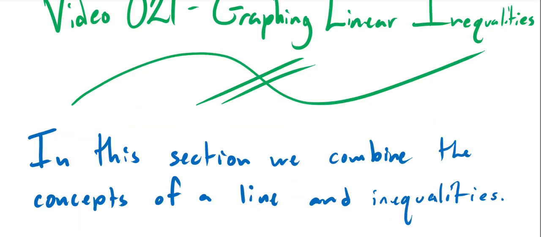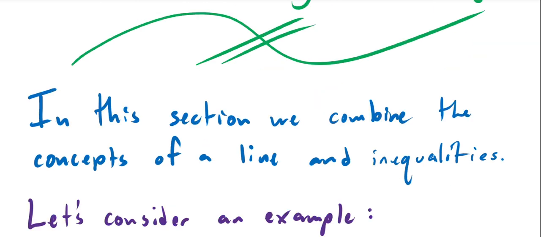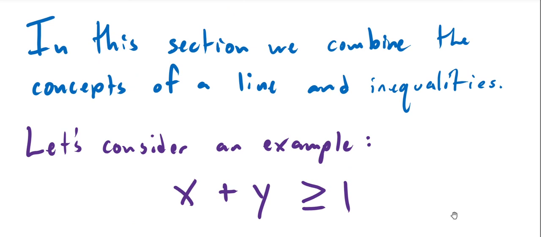So in this section, we are going to combine the concepts of a line in two dimensions with x's and y's, and inequalities that we've been working on for the last couple videos. So let's consider an example. Let's consider all of the different x and y's whose sum is greater than or equal to 1.